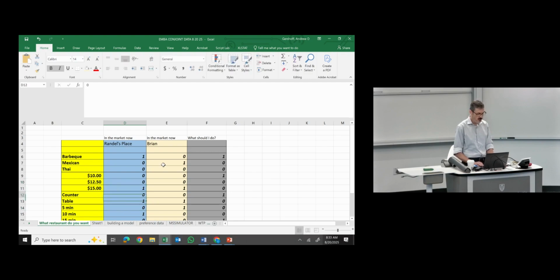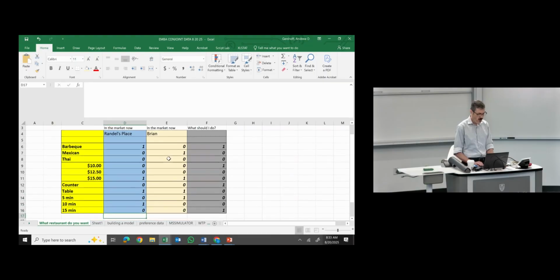And then you have counter service or table service. Table. Okay, you've got table service. And then how far away are you located from here? 1 mile. Okay, so I'm gonna call that a 15-minute walk. Is that fair? I guess.